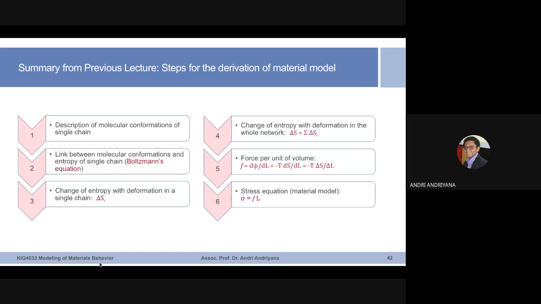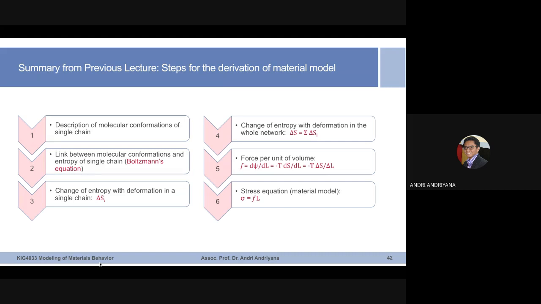So delta S is simply the sum of the change of entropy of each individual polymeric chain. So delta S is equal to the sum of delta Si, where delta Si is the change of entropy with deformation in a single chain as given in number 3. So how do we get this entropy?